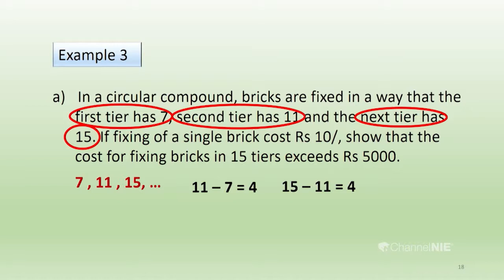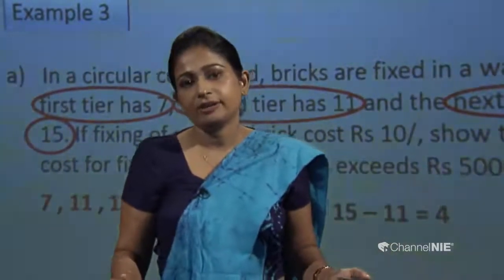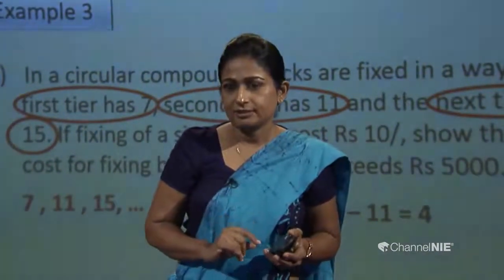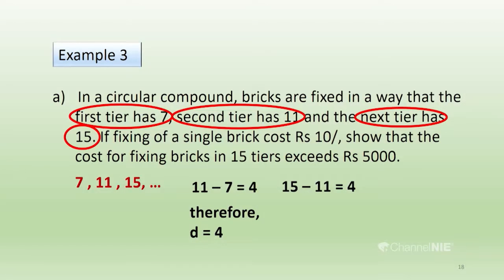So I can decide this progression has a common difference. Such number patterns can be defined as arithmetic progressions. So now we know this is an arithmetic progression, and 4 is its common difference. We also know the first term, which is 7. We can use the formula we follow under arithmetic progression to do this sum.